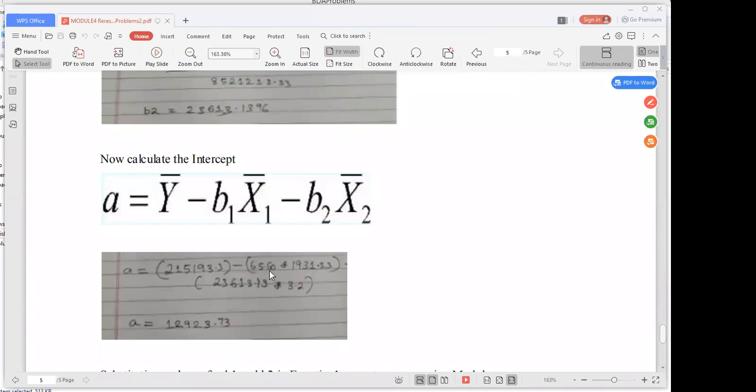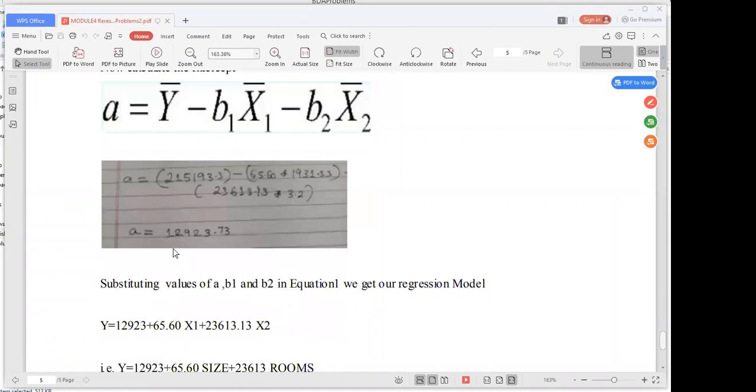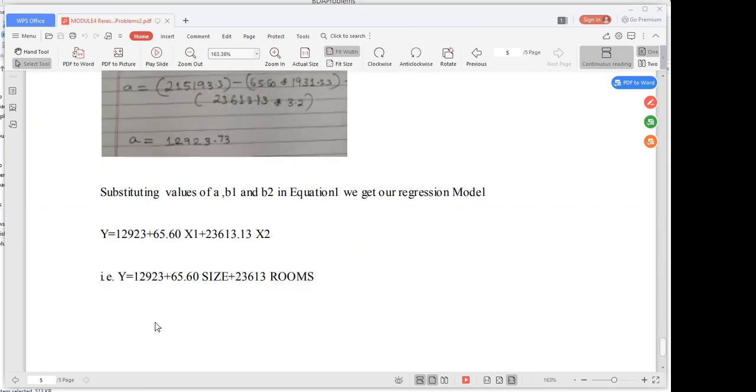So we have got 65.60 as b1, and b2 is 23613.13, rounded off to only two decimals. So we have got the value of the intercept as 12923.73. Substituting these values in the equation, we get the regression model: 12923 plus 65.60 into x1 plus 23613.13 into x2. Here x1 is nothing but the size, and x2 is the number of rooms. So this is the regression model.